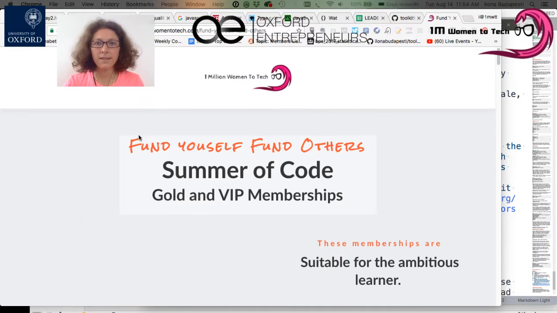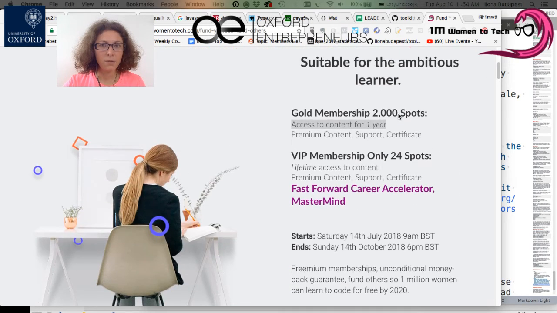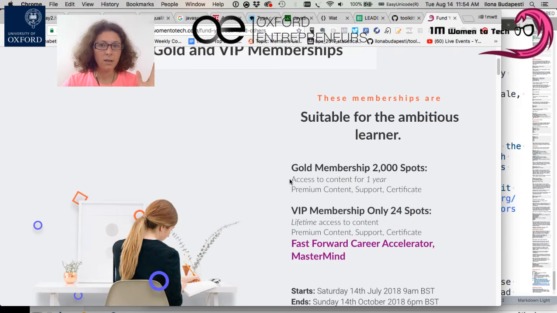So for the Gold memberships, you have access to the content for the first year. Oops, I'm showing my screen and I'm not showing it on the, okay, here you are. This is the Fund Yourself, Fund Others page where you signed up. And so as we said here, for the Gold memberships, you have access to the content for 1 year. Besides, you have premium content support and certificate. The VIPers have all of this, but you have lifetime access to the content forever, because being such early adopters, you really enable, to be honest, for everybody else to be able to access the material. So we wanted to reward you.